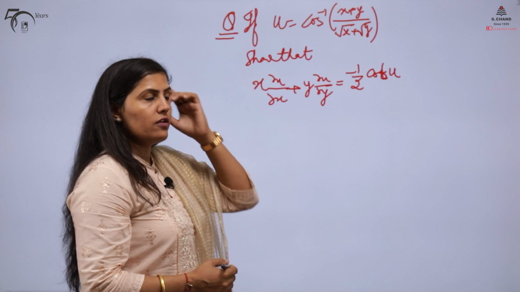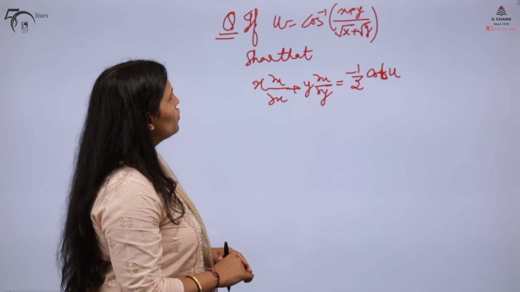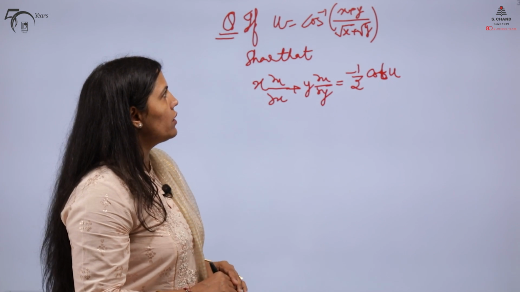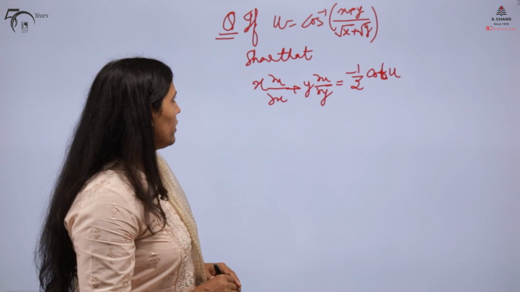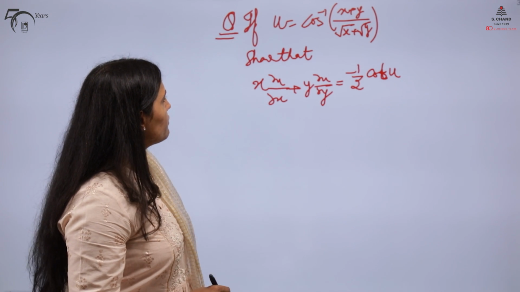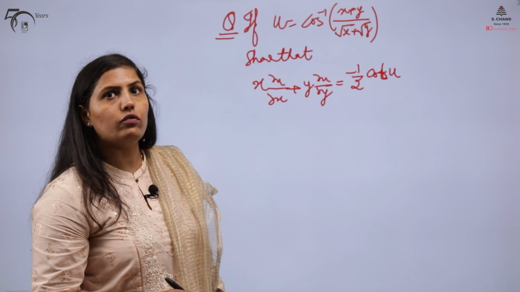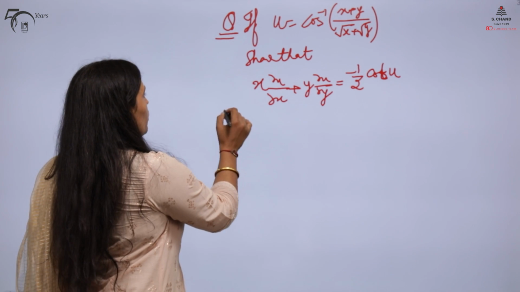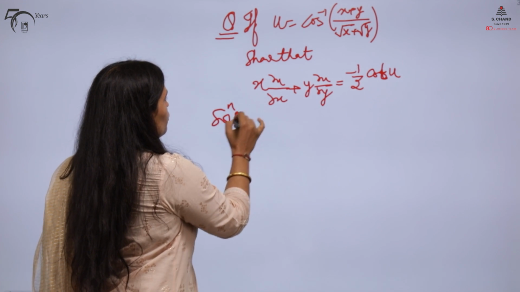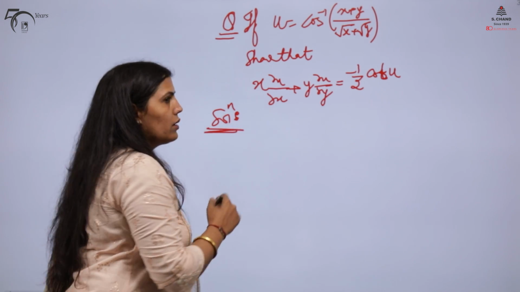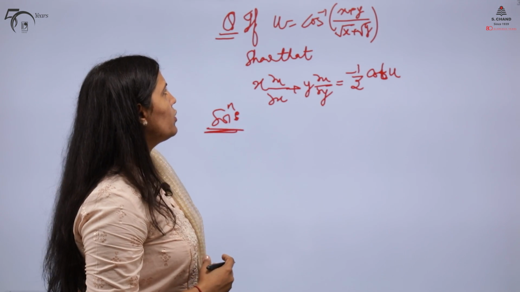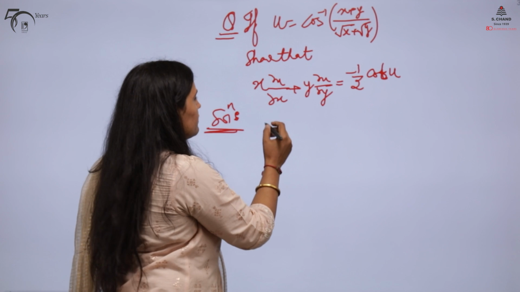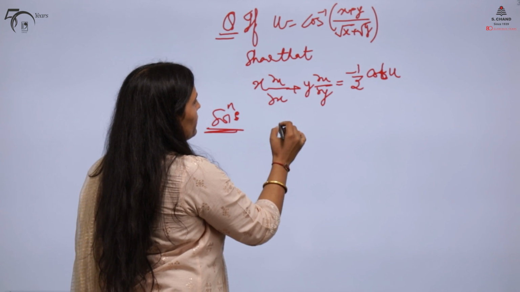So now the last problem of the lecture: u equal to cos inverse of x plus y upon under root x plus under root y. Show that x del u by del x plus y del u by del y equal to minus half cot u. The same way, if you have learned the topic and understood the questions completely, then this question you will find easy. Anyhow, the degree is a big issue. So let's see how you will be finding the degree.